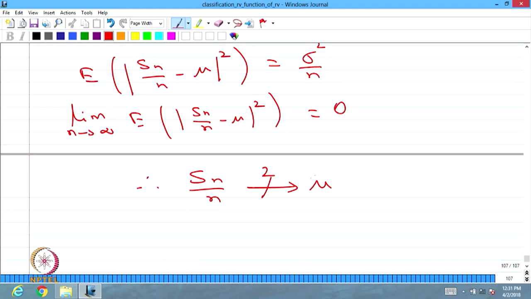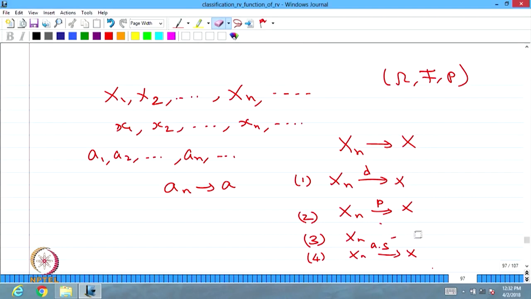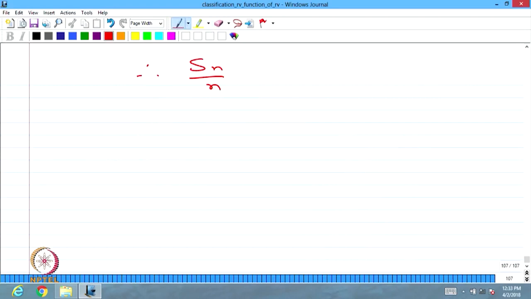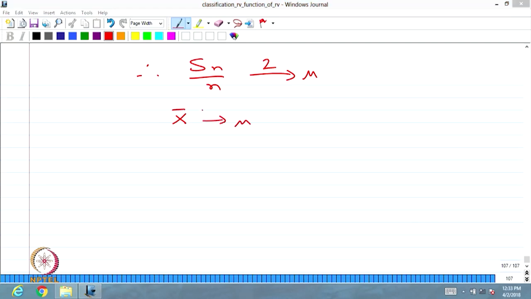The right hand side is not a random variable, it takes a value mu. That means it's a random variable that takes a value mu with the probability 1. So, Xn converges in rth moment with the number r. In notation, we write Sn by n converges to mu in the second order moment. In the right hand side, mu means it's a random variable that takes a value mu with the probability 1. I have already written Sn by n as the x bar. So, x bar converges to mu in second order moment.